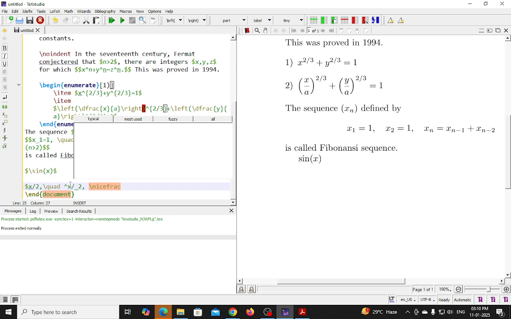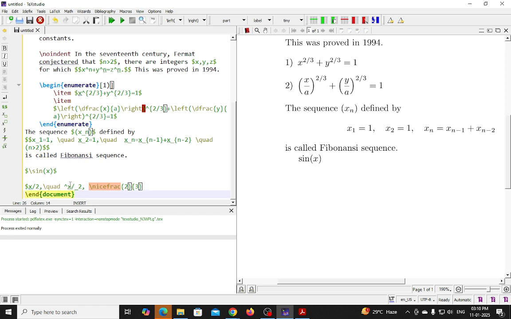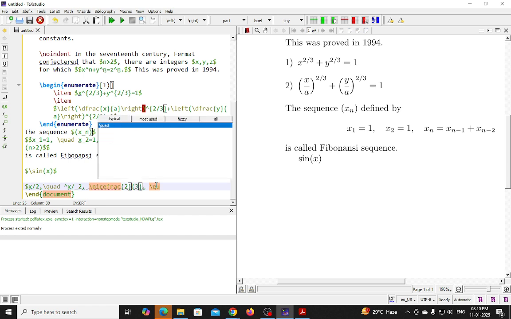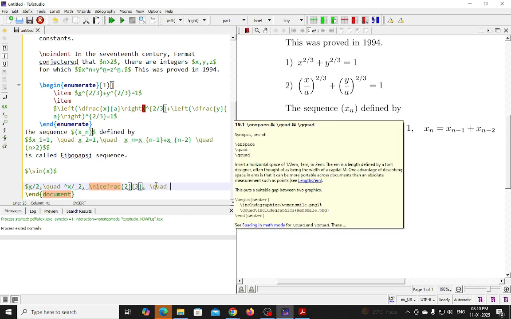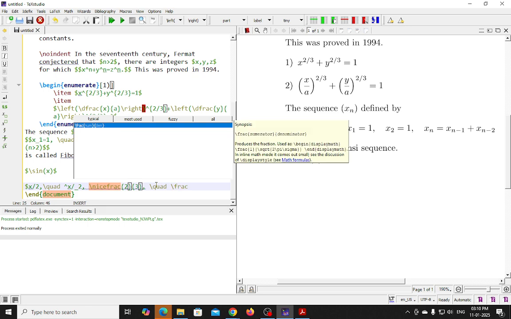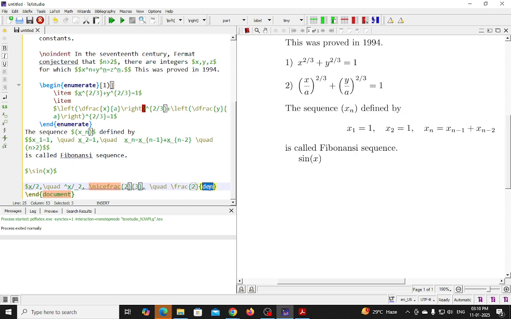Nice frac, for that I have to include the package nicefrac: 2 upon 3, 2 upon 3, again chord, after that backslash frac 2 upon 3, after that defrac. So already we are using defrac, 2 upon 3, and I will complete the math mode.